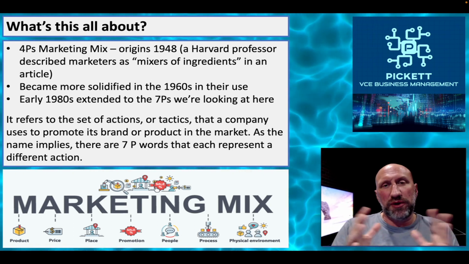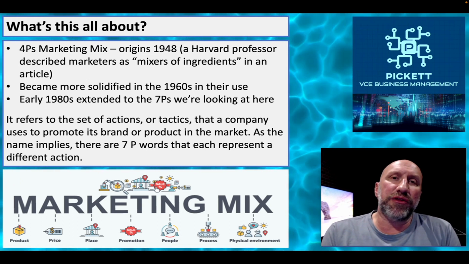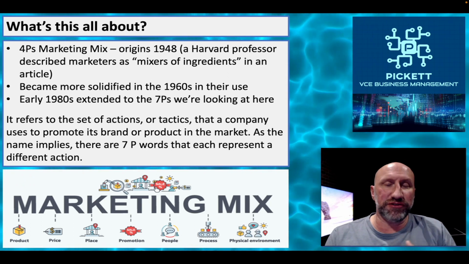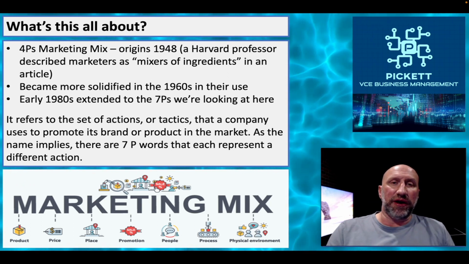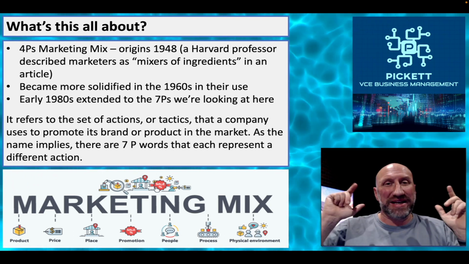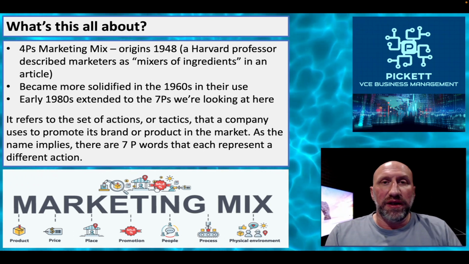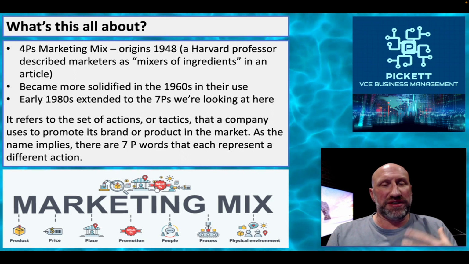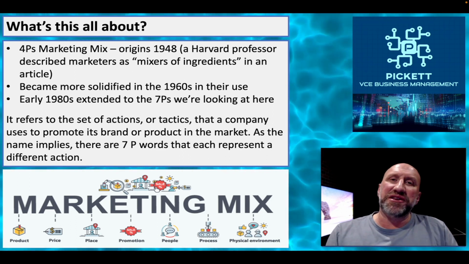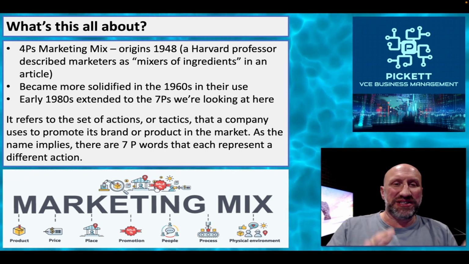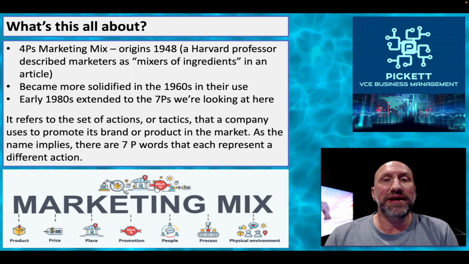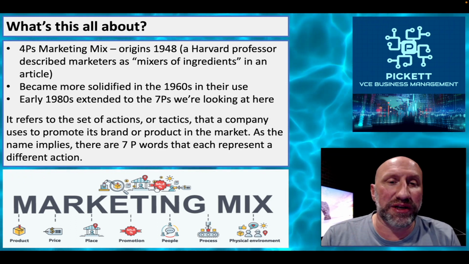So what's this one all about? It's called the Marketing Mix of 7 Ps. Now, the 4P marketing mix originated in the 1940s. A Harvard professor wrote a report and referred to marketers as mixers of ingredients. This idea of the marketing mix then became more solidified through the 1960s. And in the early 80s, it extended from the 4 Ps to the 7 Ps, which is where we're still at today. And that's all we're looking at here in this particular key knowledge.